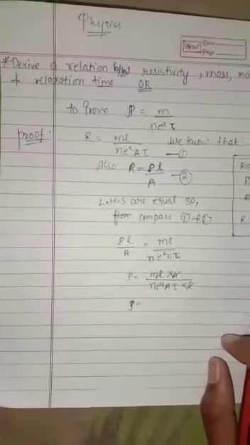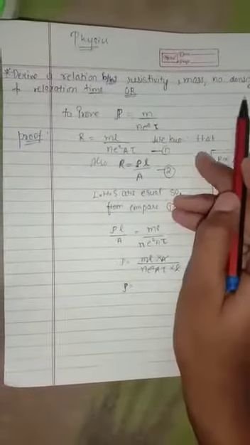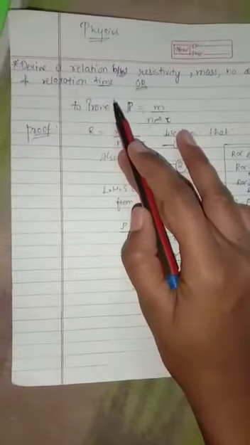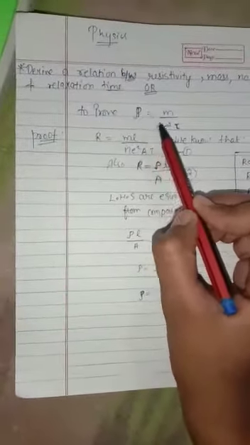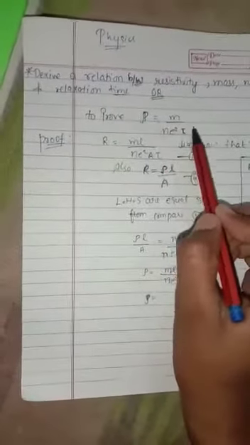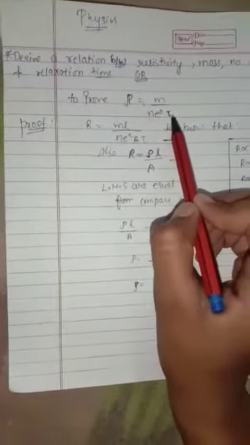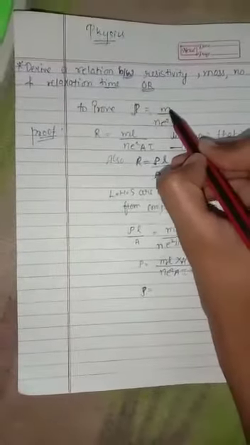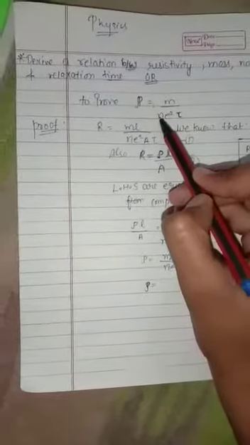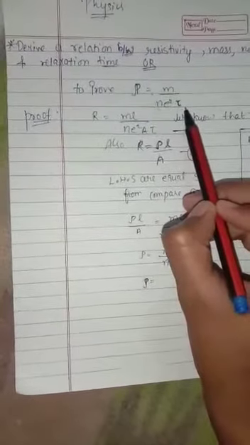Now our today's topic of physics is: derive a relation between resistivity, mass, number density and relaxation time. Or the question may be asked in the form: prove that rho is equal to m upon n e square tau. Here m is mass, n is number density, e is the electron charge and tau is relaxation time.